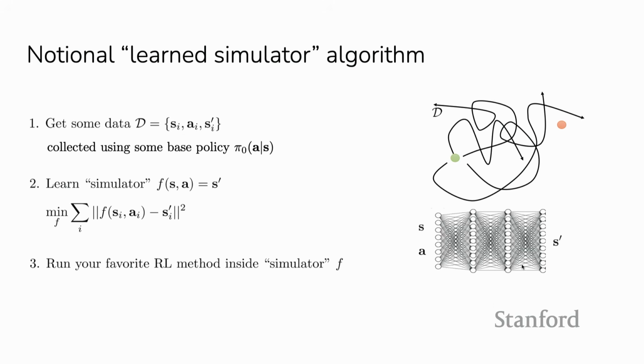And one way that you could learn this is just by minimizing the L2 loss between your predicted next state and the next state observed in the data. And then in terms of running your favorite RL method, you could use one of the RL methods that we've covered, or you could use a planning method. And we'll talk about a couple planning methods today.